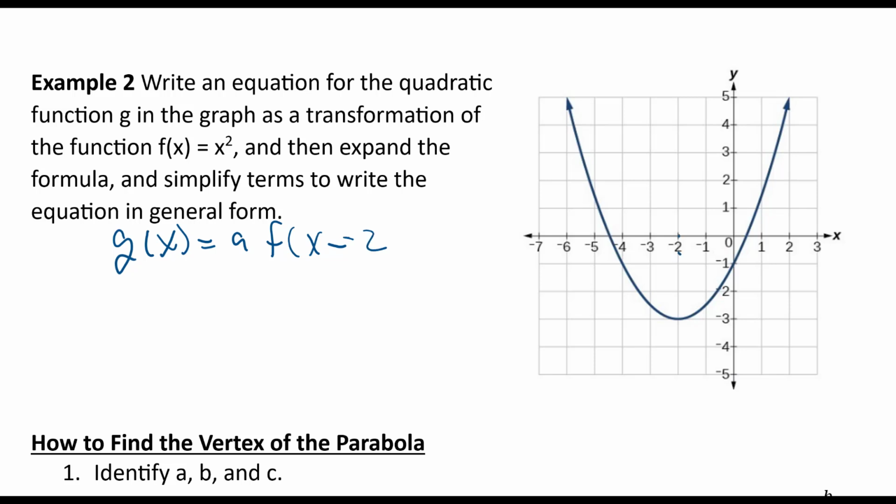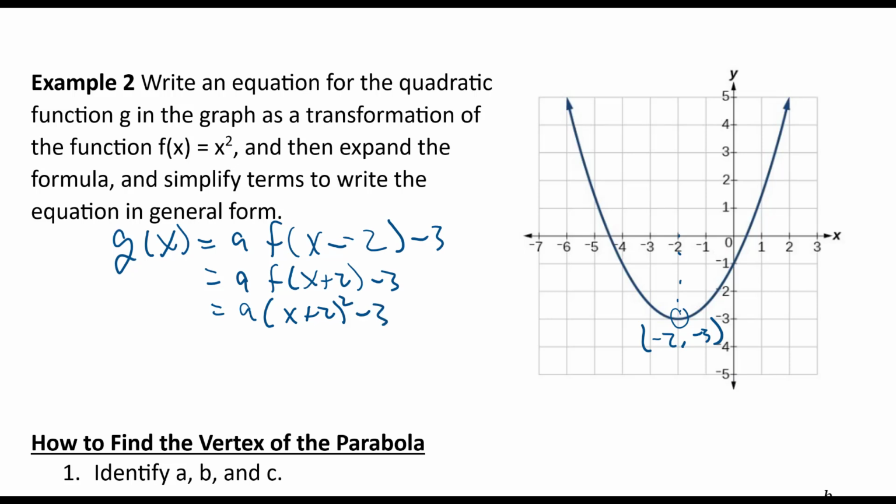So I'm looking at this. Vertex is at negative 2 comma negative 3. So it's a times f of x plus 2 and then minus 3. So we have a times x plus 2 squared minus 3, because f is squaring something. So before I expand it, let me see if I can come up with a.